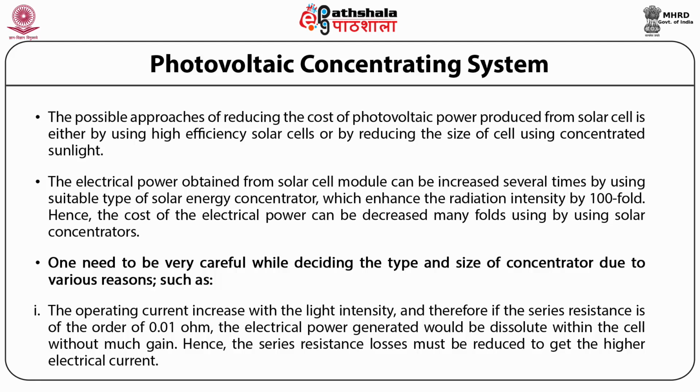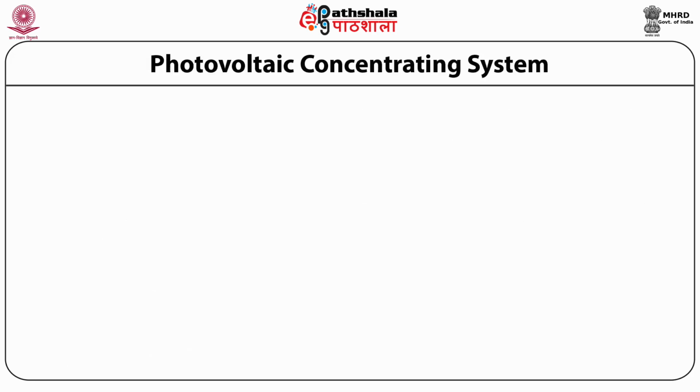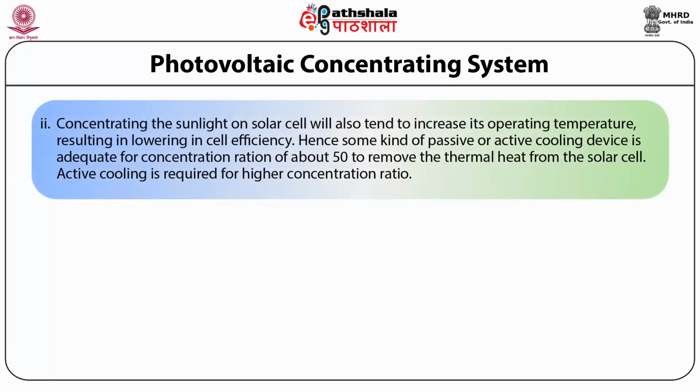Hence, the series resistance losses must be reduced to get the higher electrical current. Second reason is that concentrating the sunlight on a solar cell will also tend to increase its operating temperature, resulting in lowering in the cell efficiency.